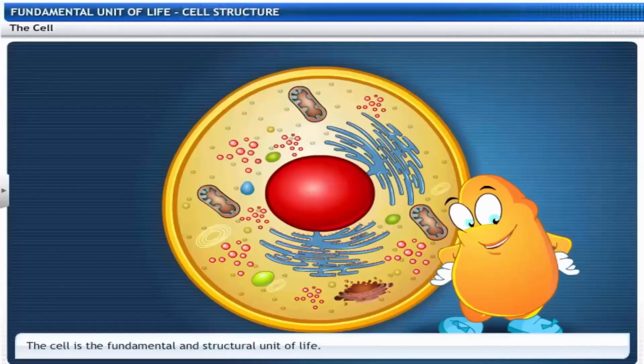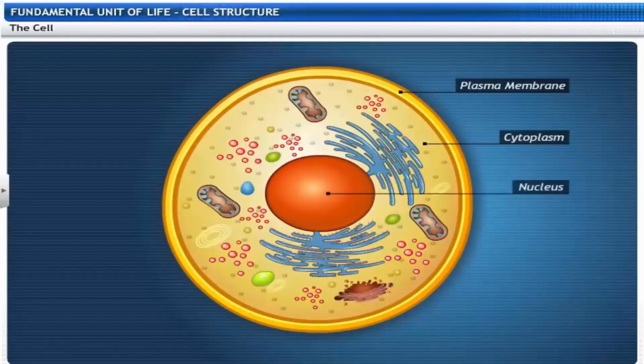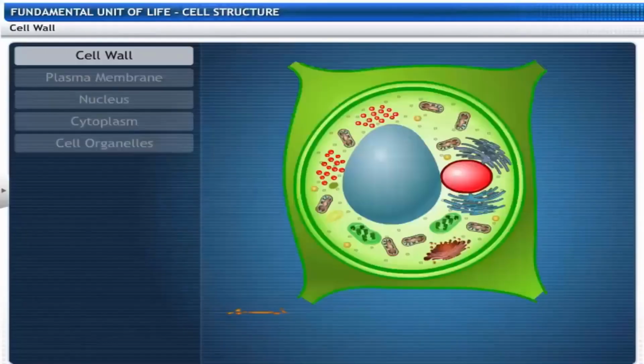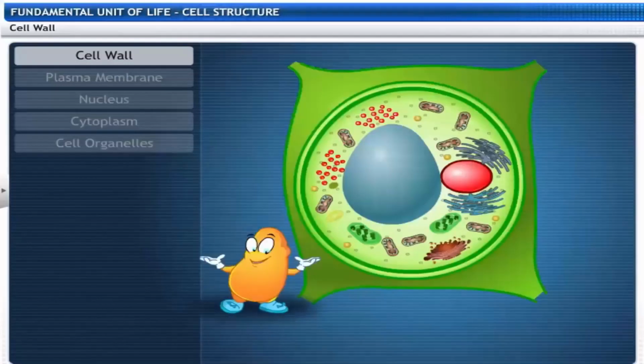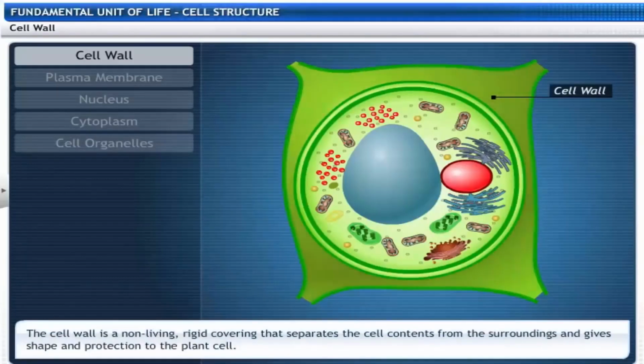Did you know that the cell is the fundamental and structural unit of life? Take a look at this generalized eukaryotic cell. You will come across the plasma membrane, the cytoplasm, and the nucleus in a eukaryotic cell. Look at the cell. Notice the cell wall. The cell wall is the outermost covering which is non-living and rigid. It is seen only in a plant cell.